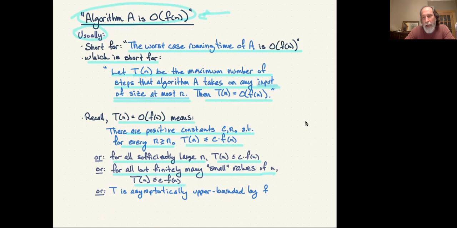These small values might not actually be small by any reasonable notion, but they're small relative to n getting arbitrarily large. We're talking asymptotically, we're talking about the limit, right? So any particular value is small compared to what happens as n goes to infinity. Or, maybe the nice way to say it: T is asymptotically upper bounded by F. That's the nice way to compactly say that without saying something mathematically meaningless.